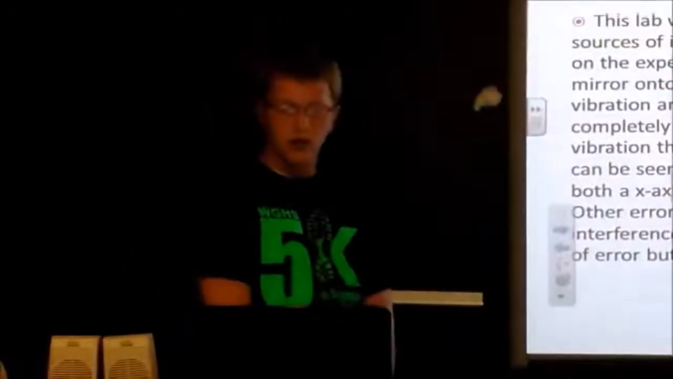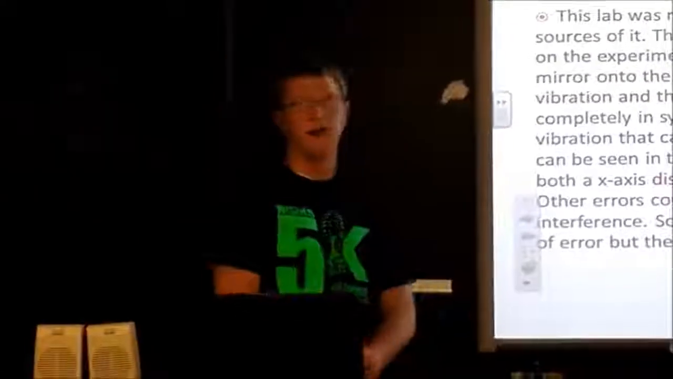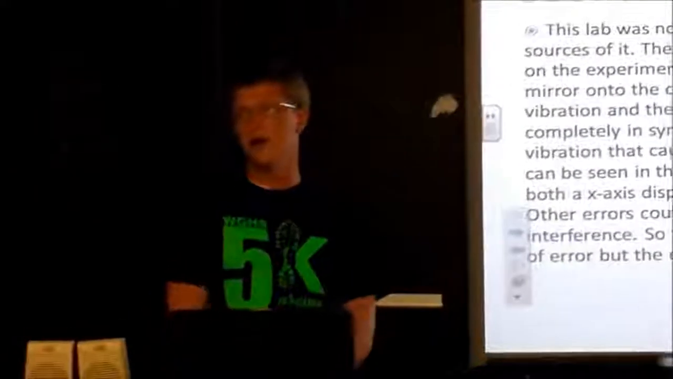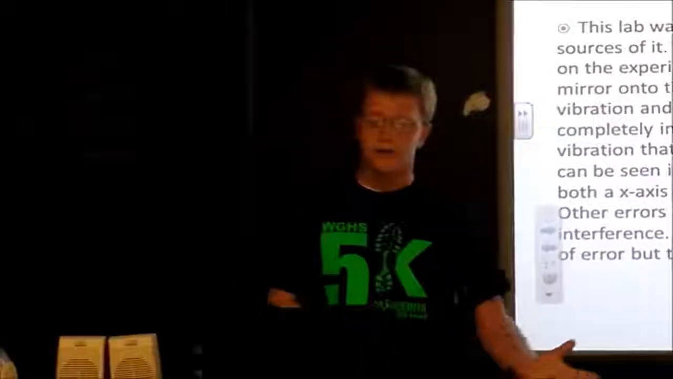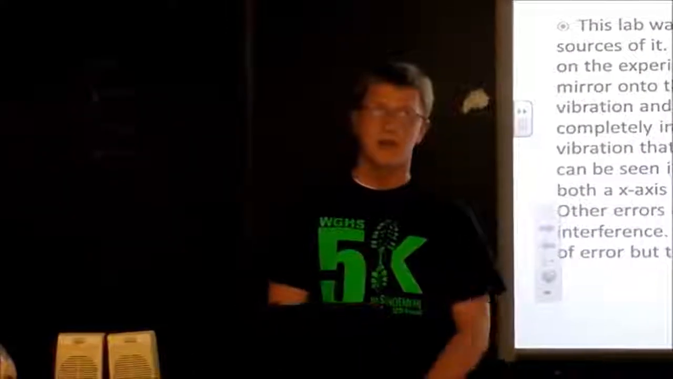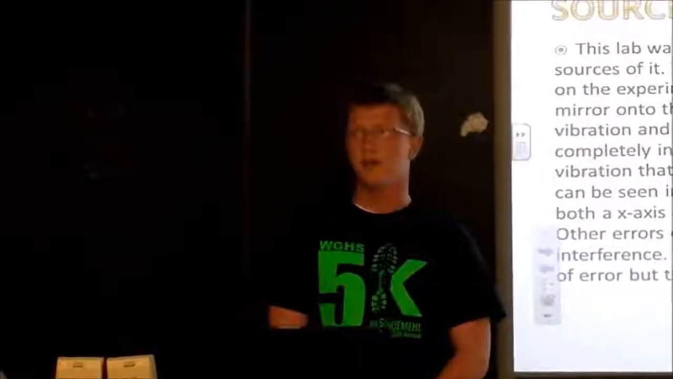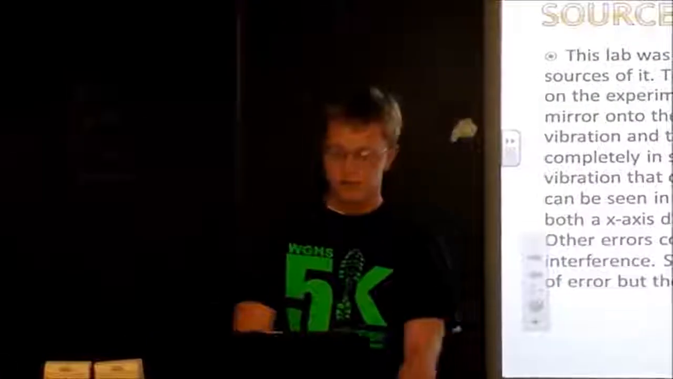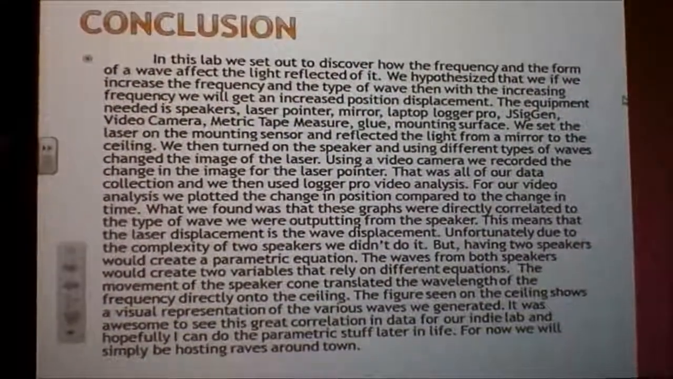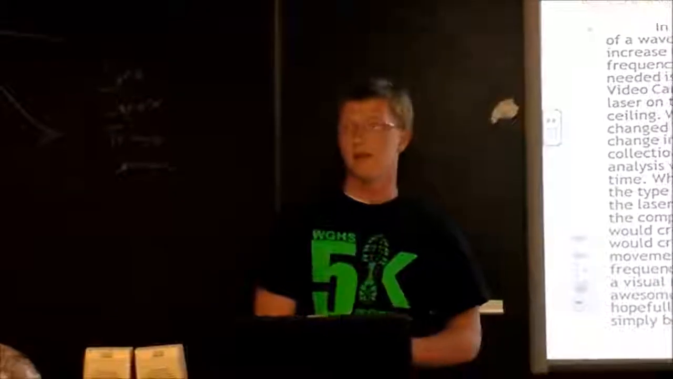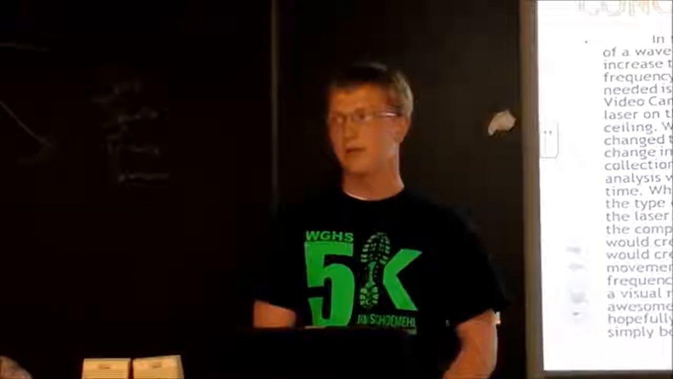Others could be simple light interference from outside or anything like that. But other than that, I think usually with light labs you don't have a lot of error, and if you do, it's pretty noticeable. So in the conclusion, I'd talk about how the wave emitted related to the displacement of the light on the ceiling, and that's what we found. It was pretty interesting. It was pretty cool. So thank you. Any questions?